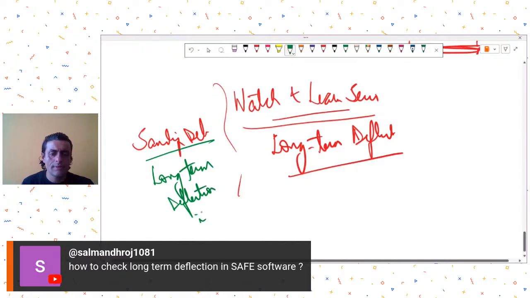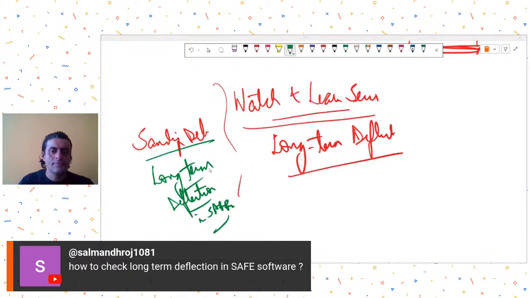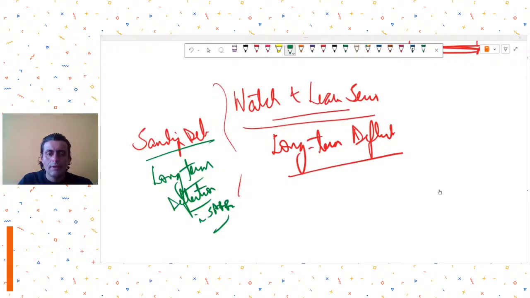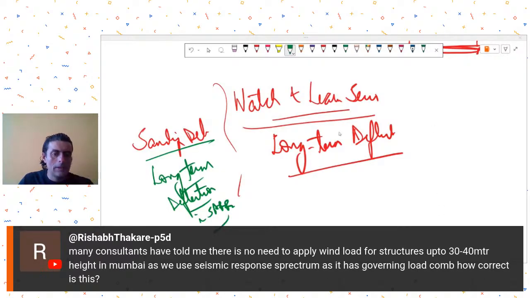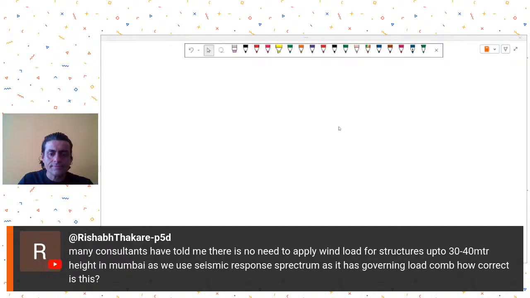Okay, yeah. Then Engineer Rishabh Thakre is asking. Many consultants have told me that there is no need to apply wind loads for structures up to 30-40 meters height in Mumbai, as we have used seismic response spectrum, as it has governing load combination. How correct is this? No, you should apply wind loads.